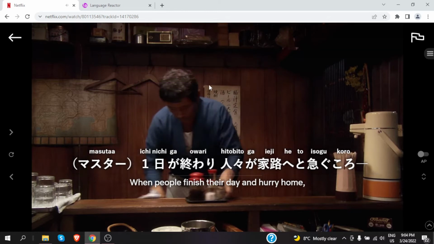Okay, so now I've got to connect this. So ichi nichi. I'm thinking of a day. Like one day. Ichi nichi ga ichi. And ichi is obviously one. So ichi nichi ga owari. So I'm saying these Japanese words to myself, but I'm visualizing what they mean. I'm not thinking about the English words. Yeah. Okay, ichi nichi ga owari, at the end.